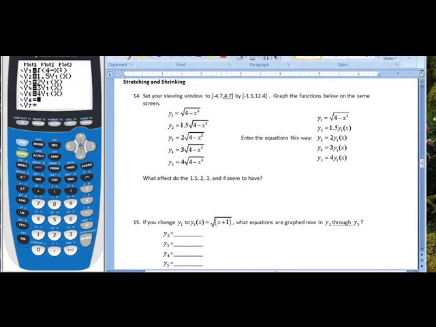In question 14, the equation we have in y1 is the square root of 4 minus x squared, and then we have, following that, 1.5 times y1, 2 times y1, 3 times y1, and 4 times y1 of x. And what we want to look at is, let me get a pen and I can write again.